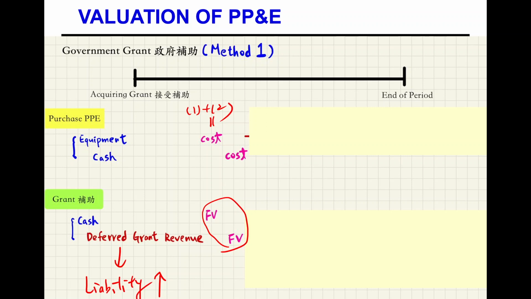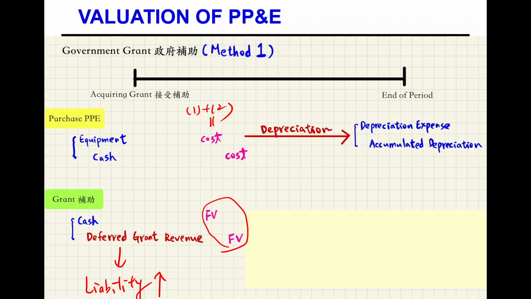Each period we have to do depreciation, right? So for our equipment, after you use it every year, we have to record depreciation. At the same time, record our depreciation expense and accumulated depreciation. Right now, how about your grant?